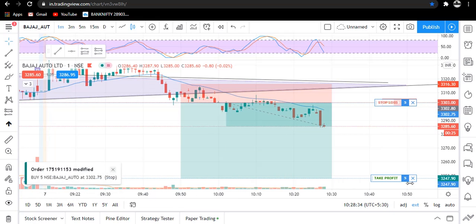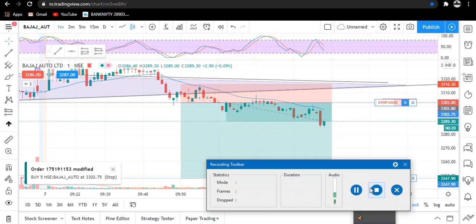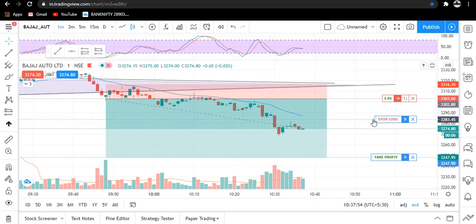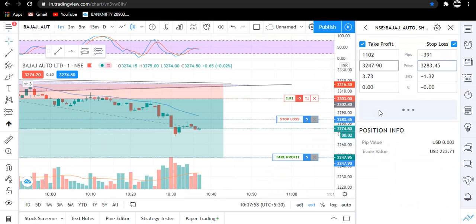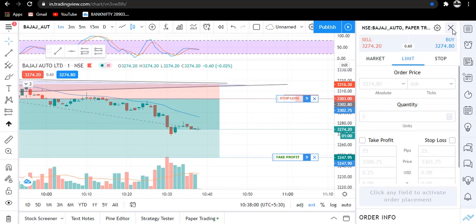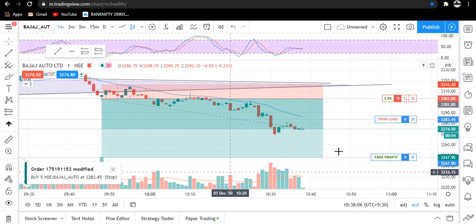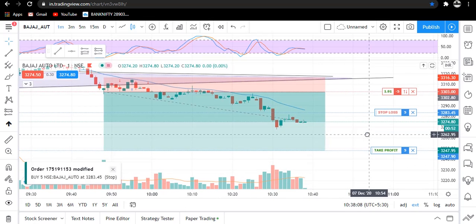Okay traders, so it was a quick update. I will update you when the trade gets completed. So traders, I am trailing my stop loss further to this swing high that is here. Okay, so I'm modifying my order. We have sent our order, it will take some time. Okay, done. Our order has been modified. It is a stop loss.